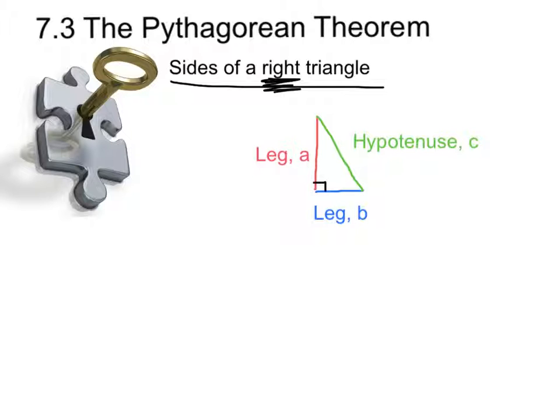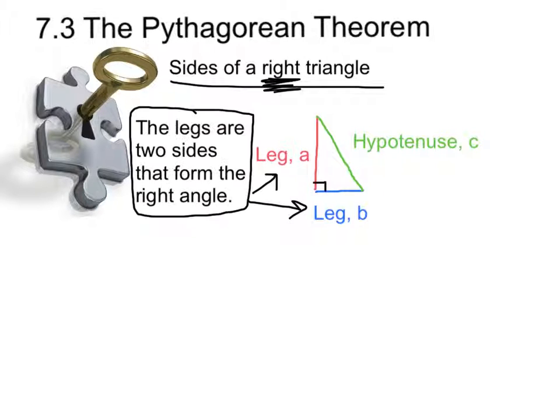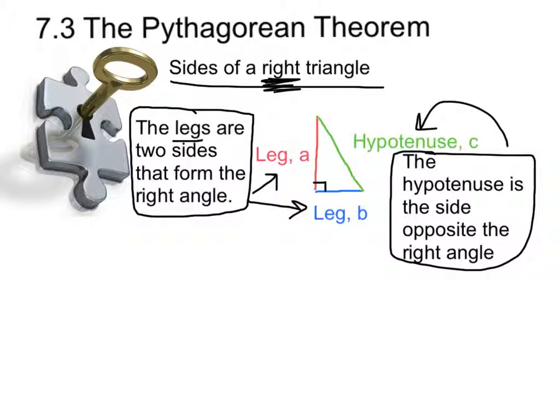Now we're going to talk a little bit more about each of these. The legs are the two sides that form the right angle. They are the two smaller sides. The hypotenuse is the side that is opposite, keyword opposite, the right angle. So here's your right angle. The longest side, which is called the hypotenuse, is across from it. So the hypotenuse is across from the right angle, and it's also the longest side.